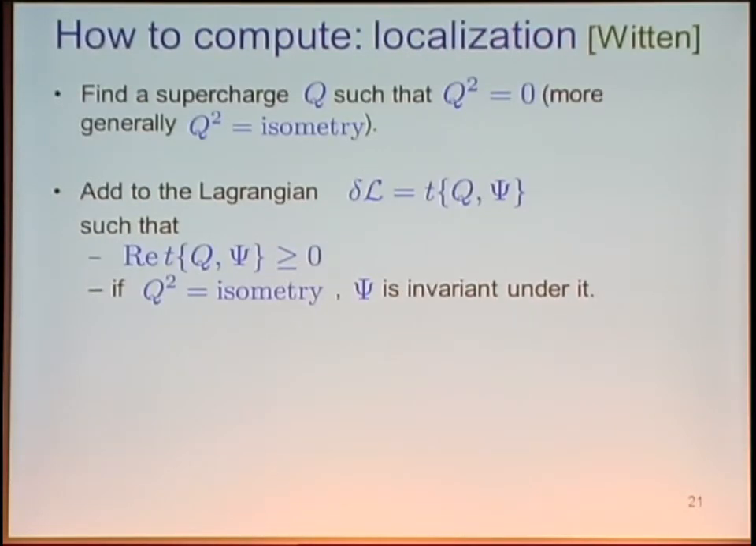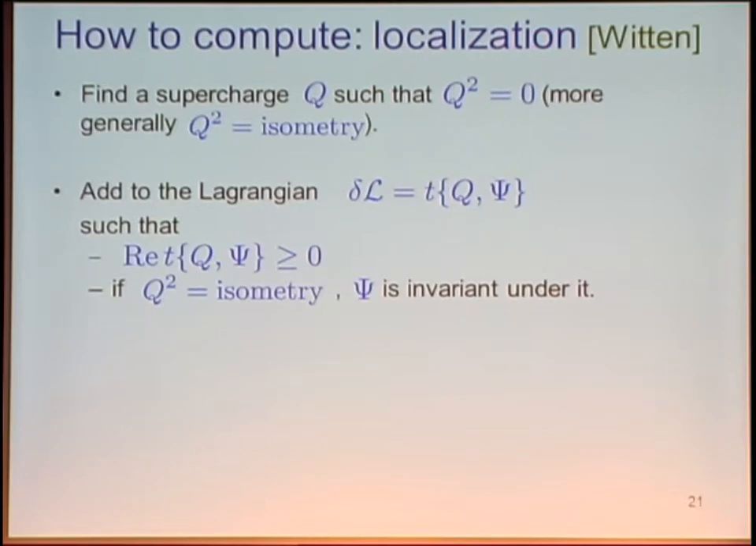So how should we compute? Well, a preview of that was reviewed this morning in Witten's talk. We use localization. So we have to look for a supercharge Q which squares to 0. And more generally, we want Q squared to be an isometry. and we add to the Lagrangian a term that was not there to begin with, proportional to a parameter t, and then an anti-commutator of Q with psi, such that the real part of this is positive, and if Q squared is an isometry, psi should be invariant under it.